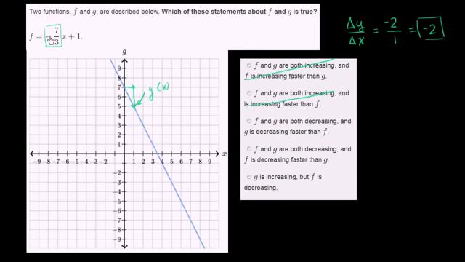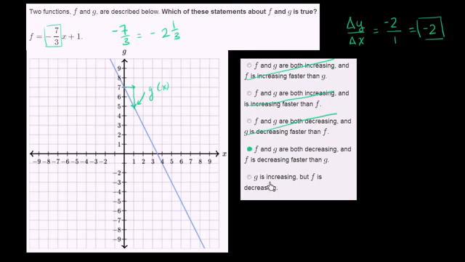So g has a slope of negative 2. F has a slope of negative 7/3. Negative 7/3 is the same thing as negative 2 1/3. So f's slope is more negative, so it is decreasing faster. So g is not decreasing faster than f; f is decreasing faster than g, so this is not right. And then we have this choice. F and g are both decreasing, and f is decreasing faster than g. This is right over here.